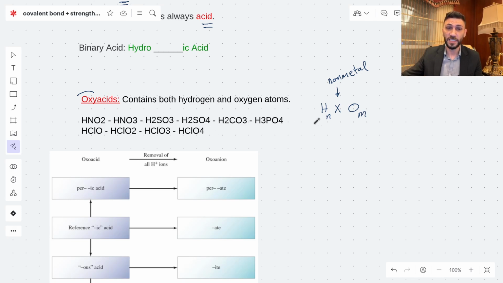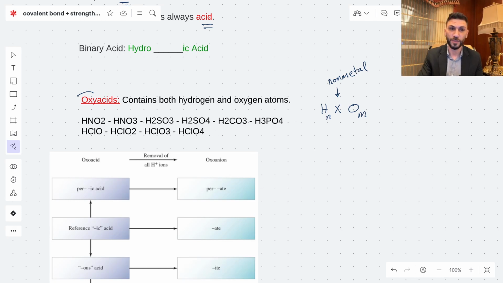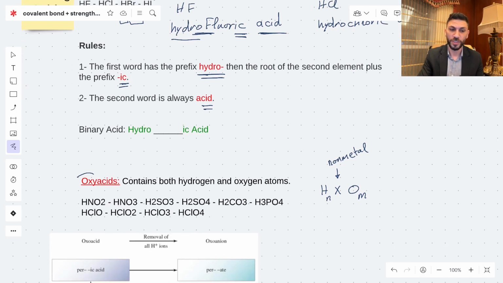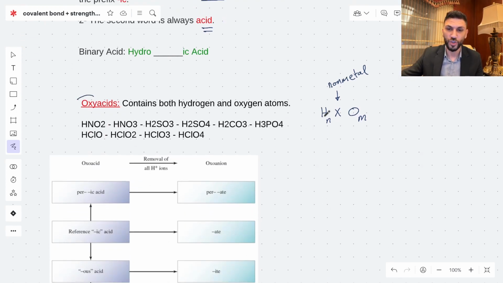We call this acid oxyacid, and the difference between the oxyacid and the binary acid is that the binary acid consists only of hydrogen and another element. But the oxyacid consists of hydrogen, a central atom, which is a nonmetal, and oxygen. Some examples of the oxyacids are HNO2, HNO3, H2SO3, H2SO4, etc. All those acids are oxyacids.